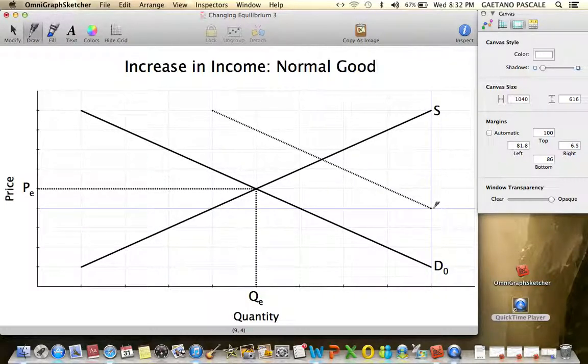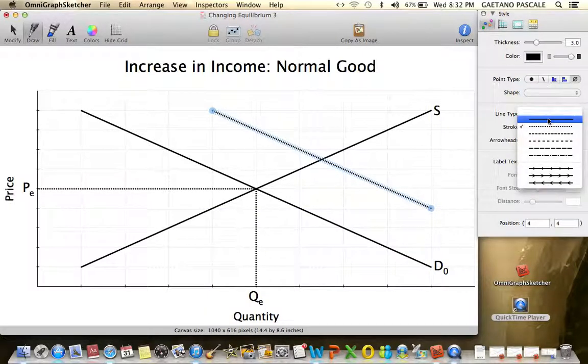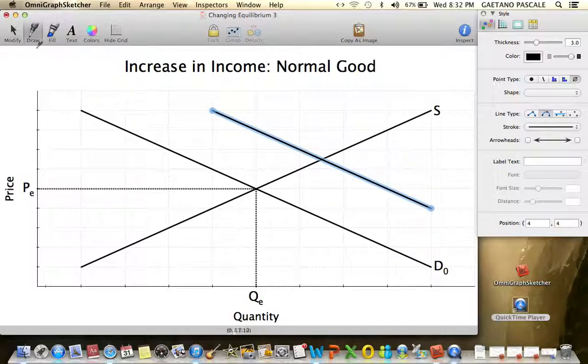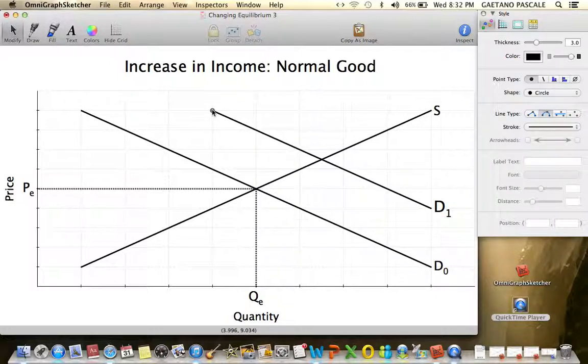So here's a new demand curve, and let me make that a solid line. So there is our new demand curve. When you label that, D1, to denote that it is a new demand curve.